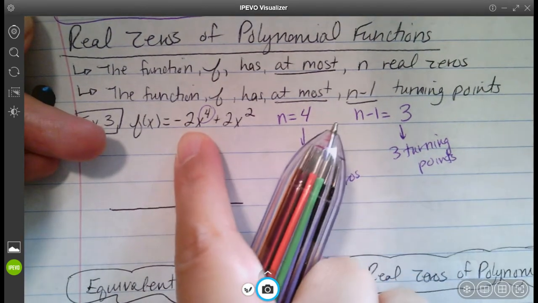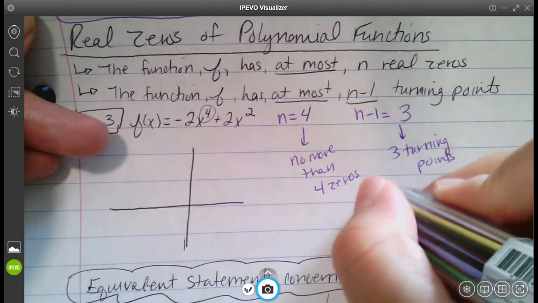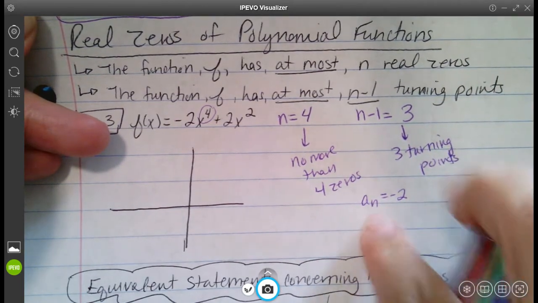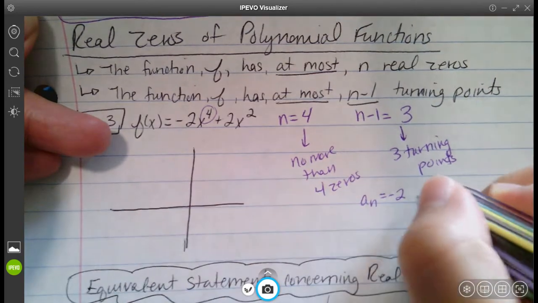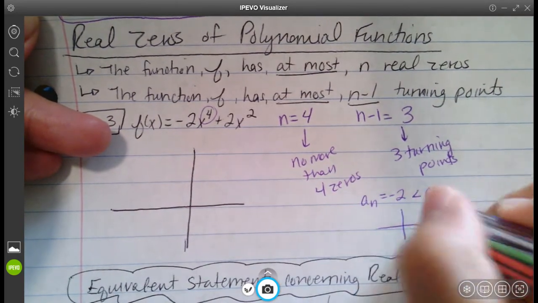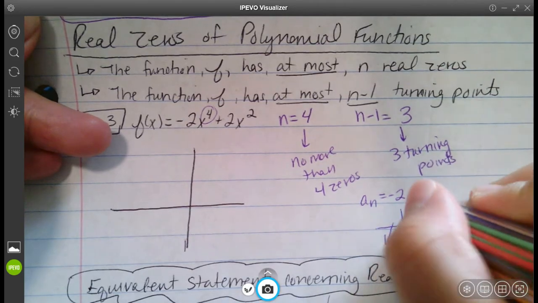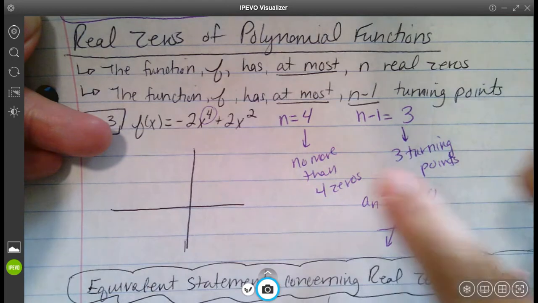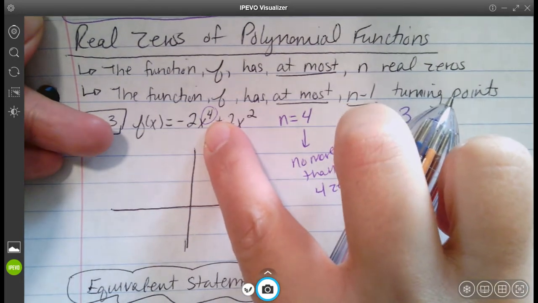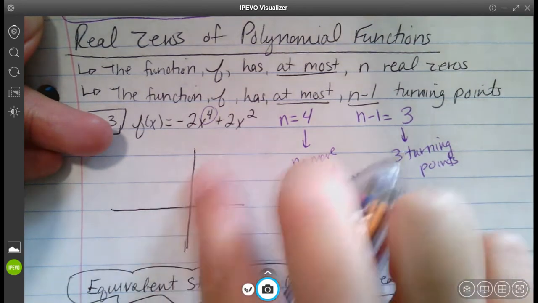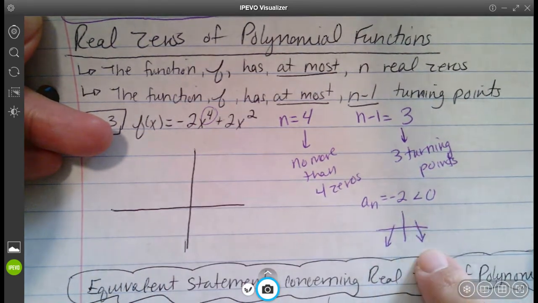I'm going to add a couple more things. I see that my a sub n is equal to -2. This is kind of extra just for me, this number right here, which is less than 0. So that means that the graph is going to follow this format. This is from the previous page. If it's even, remember my n is even, then both of the arrows go the same way, either up or down, but since it's negative, it's going to go down.